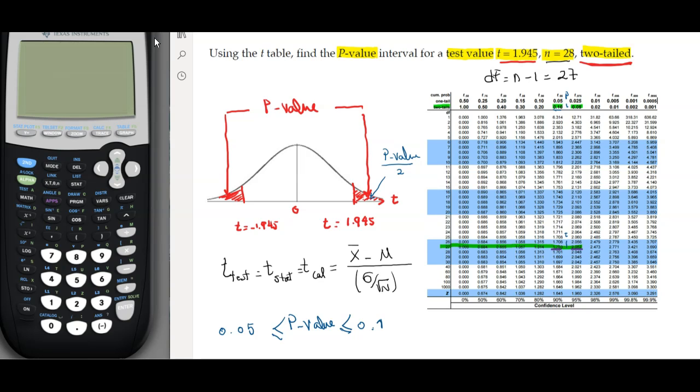So this is an approximation. I don't have the exact value. All right, so that's the best you can do with the table. You can check out the next video. I'm going to do it with the TI-84, and it should give me the exact value.